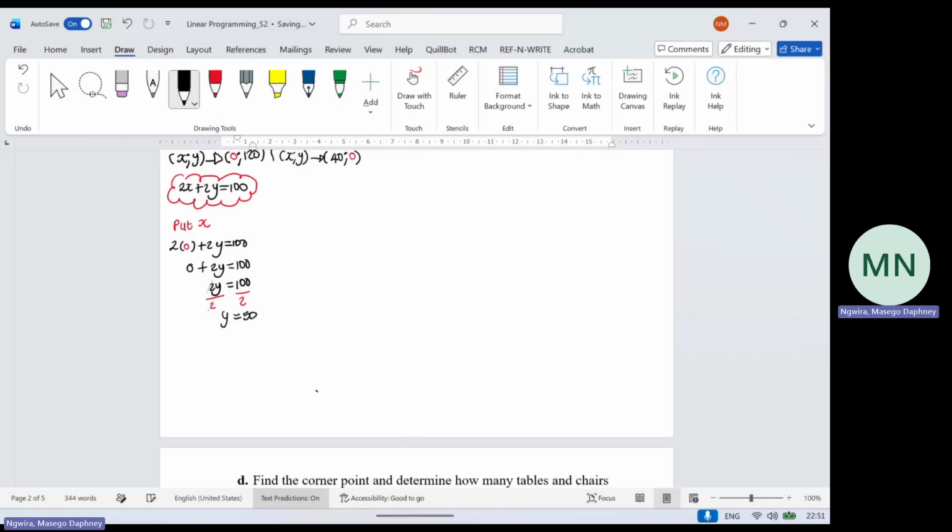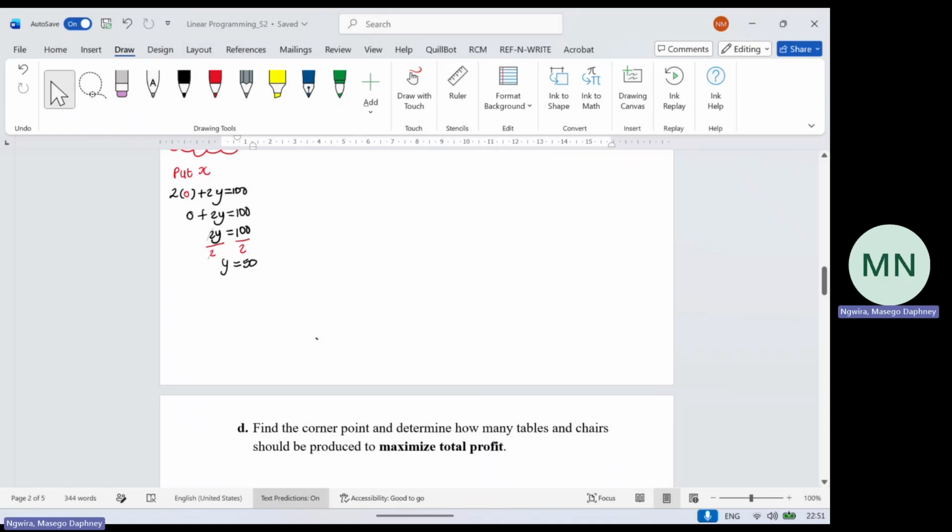So the point here is going to be x, y: when my x is 0, my y will be 50, the output will be 50. So this is the point. I'm writing them like this because I'm going to need them when I do the corner points. Now we move on to putting y equals 0. Same procedure.